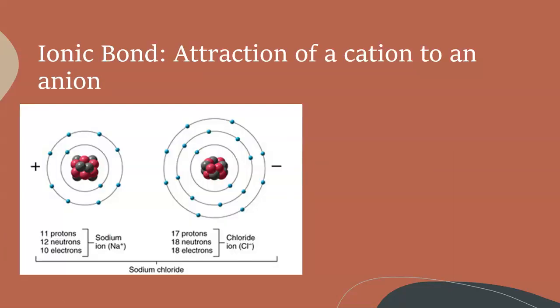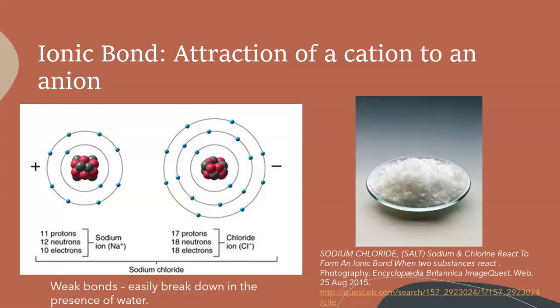So ionic bond, when you get an ionic bond, it is a bond between a cation and an anion. And you'll see them in things like salt, like sodium chloride. And these are very weak bonds, okay? They're not very strong. They easily break down in the presence of water.